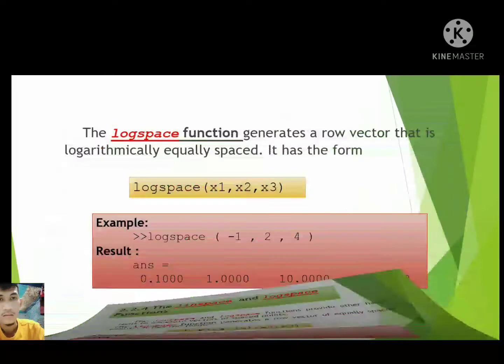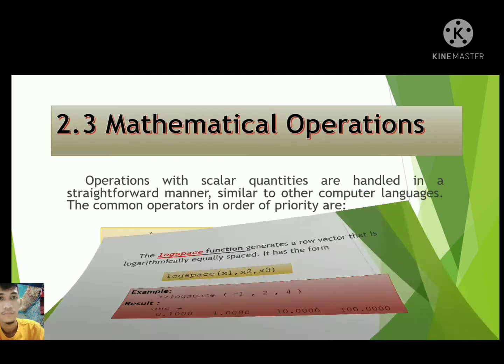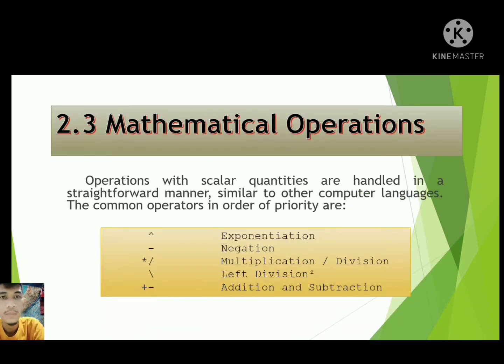Next, the logspace function generates a row vector that is logarithmically equally spaced. It has the form logspace(x1, x2, n). Example, at the command prompt, logspace(-1, 2, 4). Result, so this is the answer: 0.1000, 1.0000, 10.0000, 100.0000. Mathematical operations. Operations with scalar quantities are handled in a straightforward manner, similar to other computer languages.